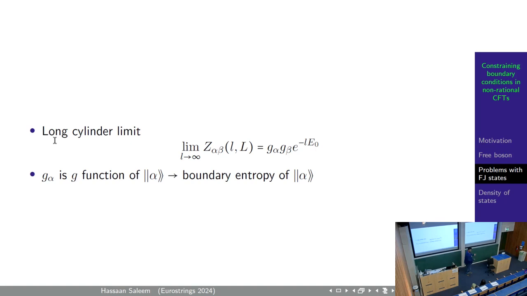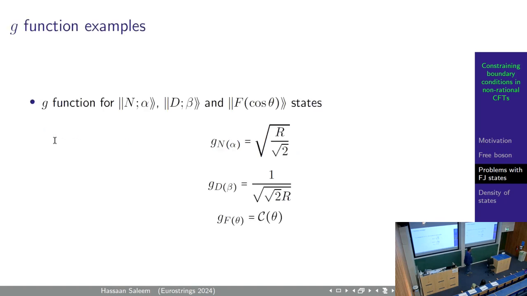Now, what's the problem with Friedan-Janik boundary states? The problem is that you can calculate the G function for Neumann states, for the Dirichlet states, and for the Friedan states as well. And if you remember, I told you that the Friedan states have an undetermined normalization constant. So it turns out that you can get very reasonable expressions for the G function of the Neumann state and for the Dirichlet state. But for the Friedan state, since you don't know the normalization constant, you just get the fact that the G function has to be equal to the normalization constant, whatever it is. So this is not a problem.